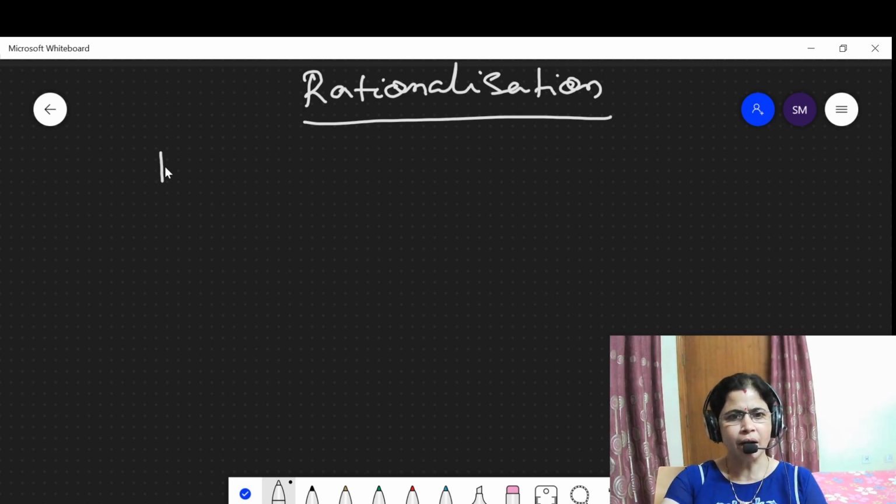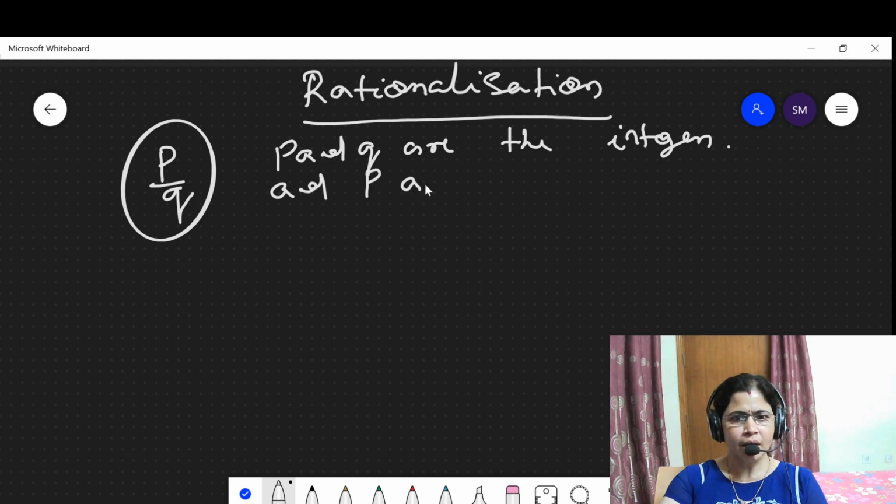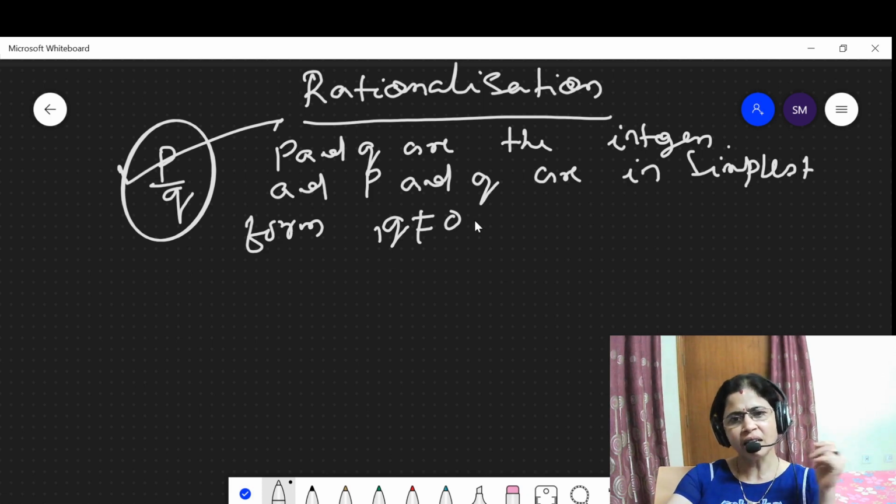Rational numbers are those numbers which can be expressed in p by q form, where p and q are integers, and p and q are in simplest form, meaning they are in lowest terms, and q is not equal to 0. This number is called a rational number.